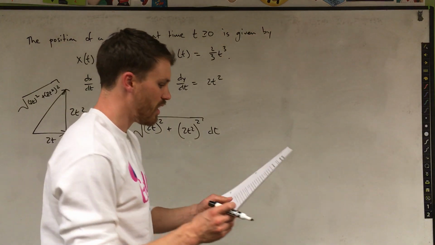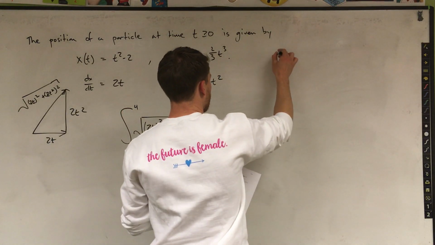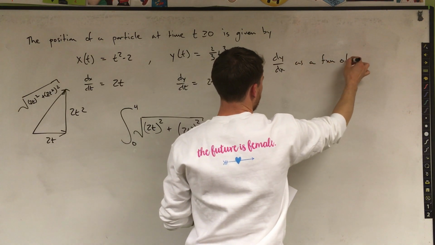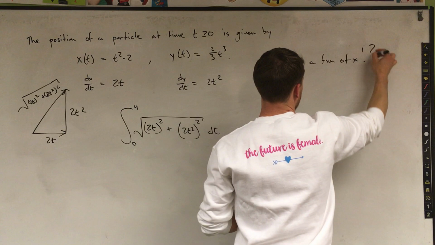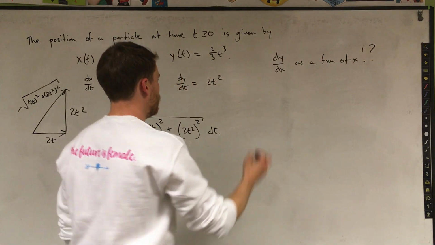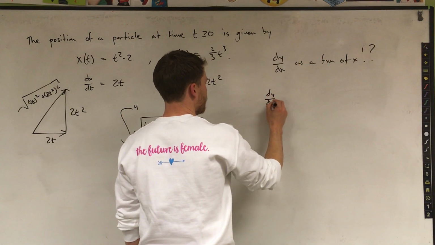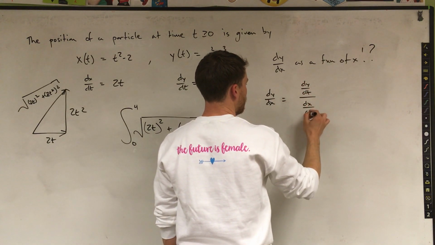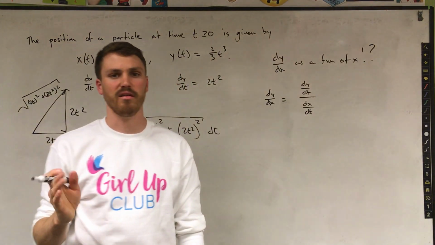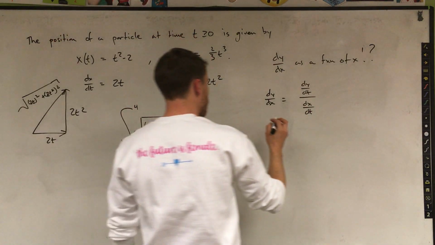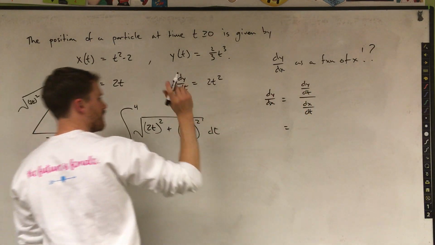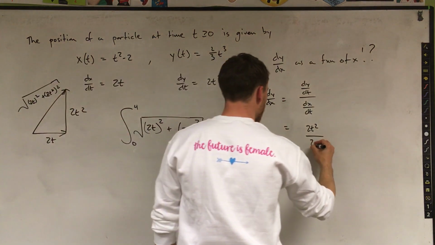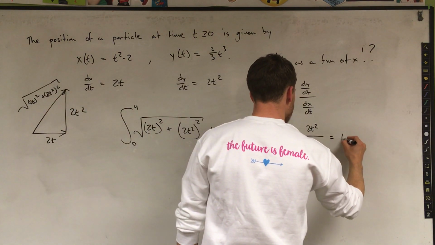C, find dy/dx as a function of x. What is it? Well, I remember that dy/dx is simply given by dy/dt divided by dx/dt. Vertical velocity divided by horizontal velocity. In this case, I already have that. That's 2t squared divided by 2t, which is t.